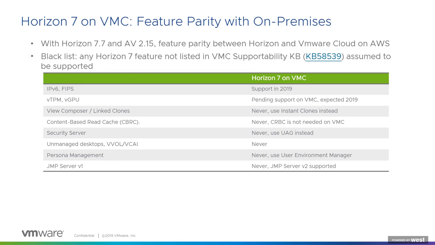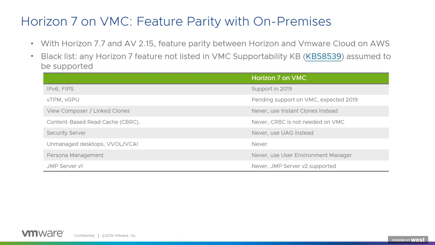Now, going forward, because there's a lot of features that Horizon 7 has, we've decided to use a blacklist approach. And what that means is, unless explicitly listed, any Horizon 7 feature is and will be supported on VMC, right? So anytime you're using Horizon 7 on VMC, you don't have to worry about whether something is supported. You just have to look it up, and this is always going to be documented in the KB. It's this very simple table. If it's not in this table, then it's supported. So let's talk about this table.